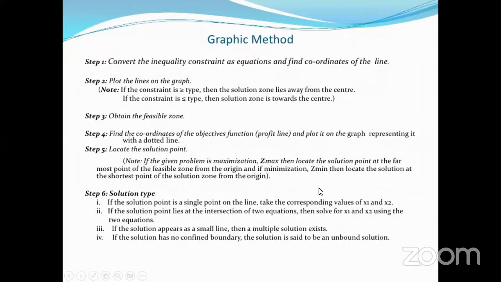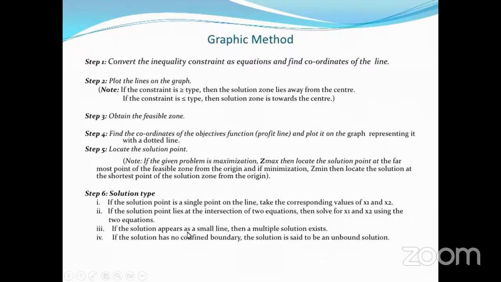And if it is minimization, Z minimum, then locate the solution at the shortest point of the solution zone from the origin. So ultimately, if the solution point is a single point on the line, then we can get the corresponding values of x1 and x2. If the solution point lies at the intersection of two equations, then solve for x1 and x2 using the two equations. That is to be done if we are not getting feasible solutions within the intersecting point; then we need to solve the two equations wherever the intersecting points we are getting.